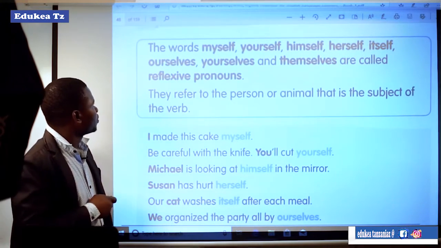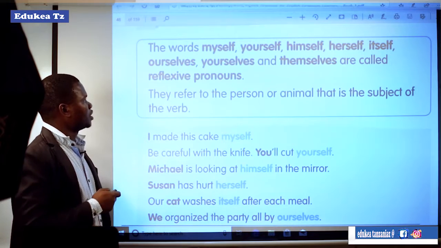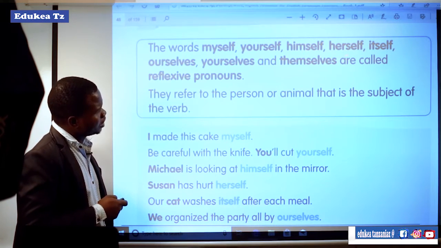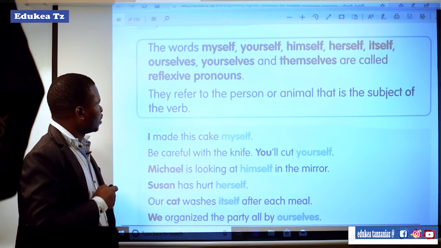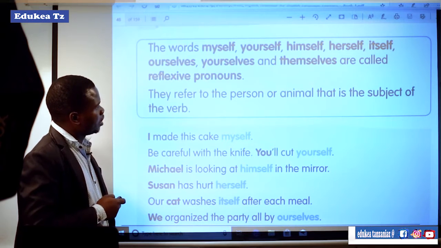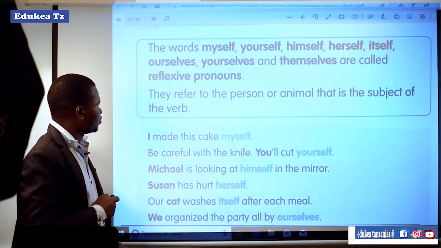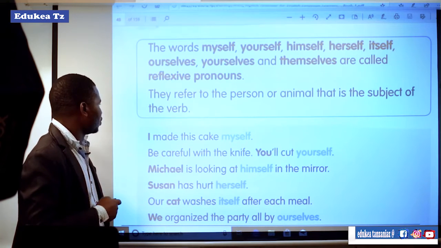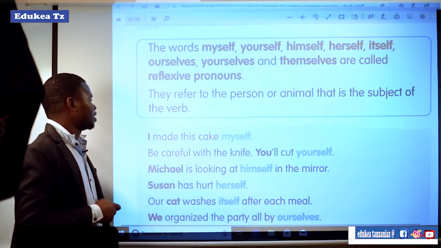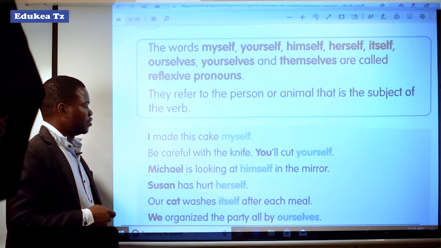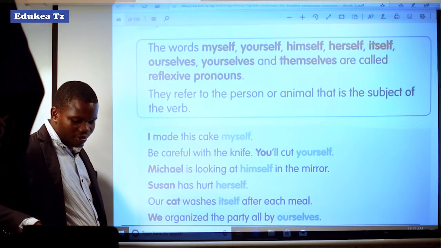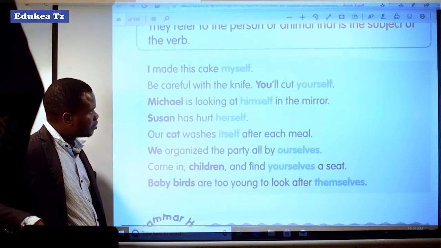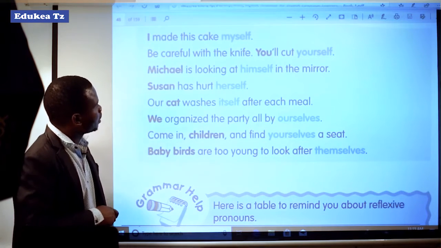We have reflexive pronouns. The words myself, yourself, himself, herself, itself, ourselves, yourselves, and themselves are called reflexive pronouns. They refer to the person or animal that is the subject of the verb. I made this cake myself. So the word myself, in blue bold, is reflexive.